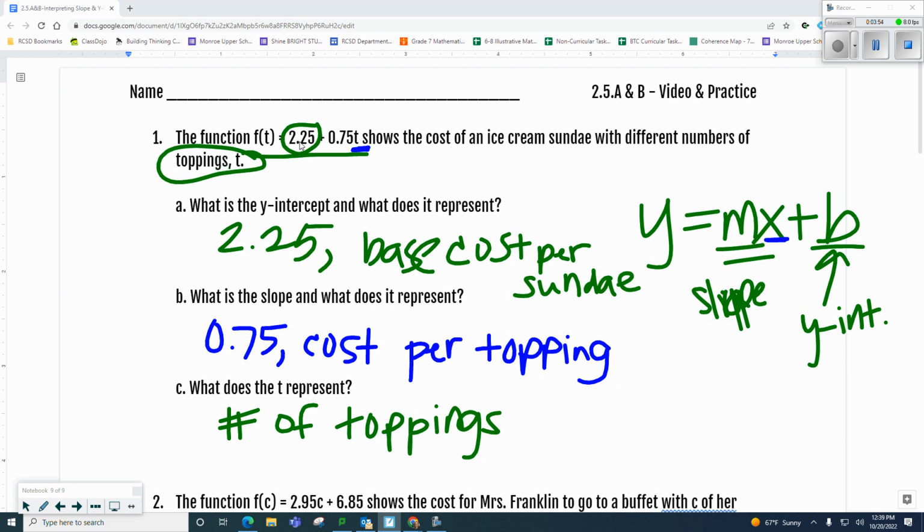That $2.25, you start with that. There's no variable next to it, so it only gets charged one time. Now the 0.75t: the 75 cents is the cost per topping, because it's going to get charged multiple times. For each topping you get, you pay another 75 cents.